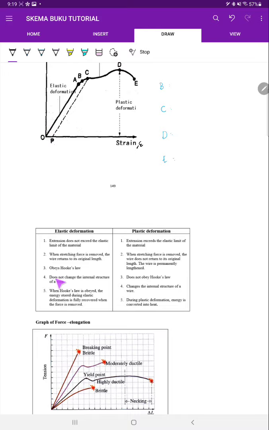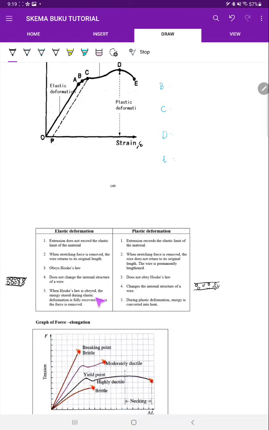Elastic does not change the internal structure of the wire. Kalau wire ada atomic dalam dia, tak berubah bentuk ni. Kalau kita tarik pun, dia akan patah balik ke bentuk yang asal. While kalau plastik, structure tu dah berubah sikit sebab dah makin panjang. Dia tak patah balik ke bentuk asal. Internal structure dia dah berubah untuk plastik, tapi untuk elastik, dia tak berubah.